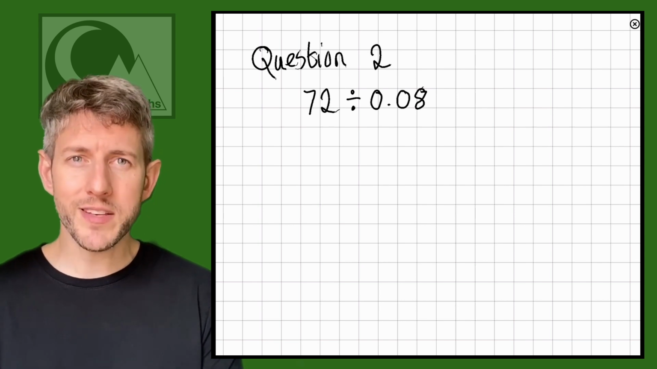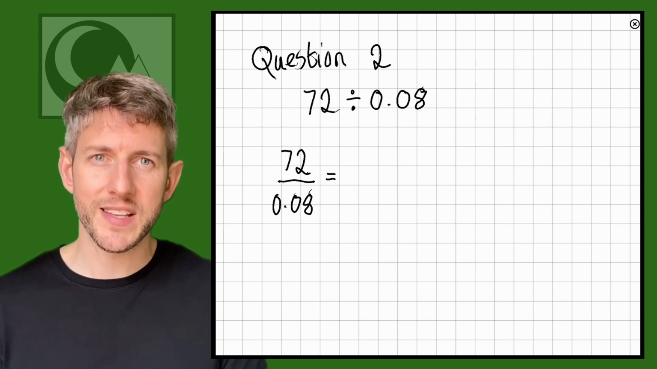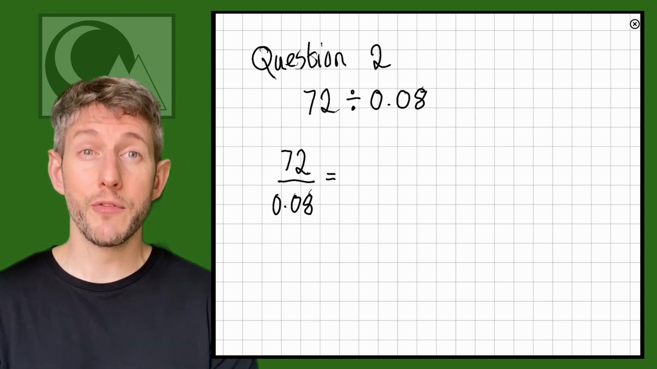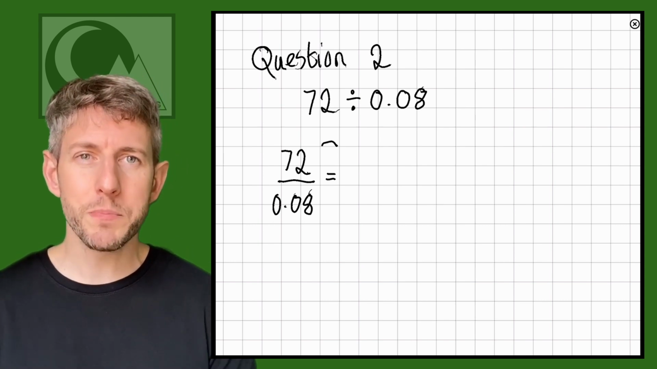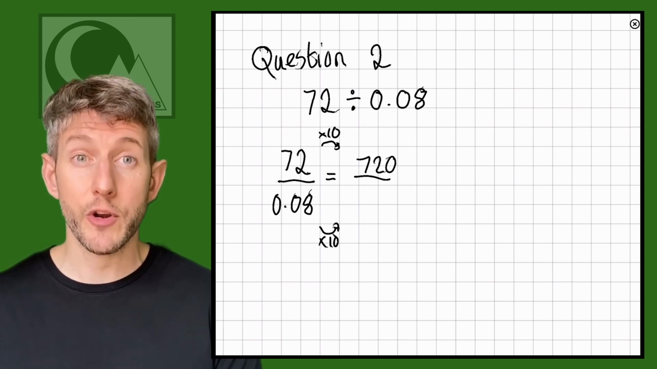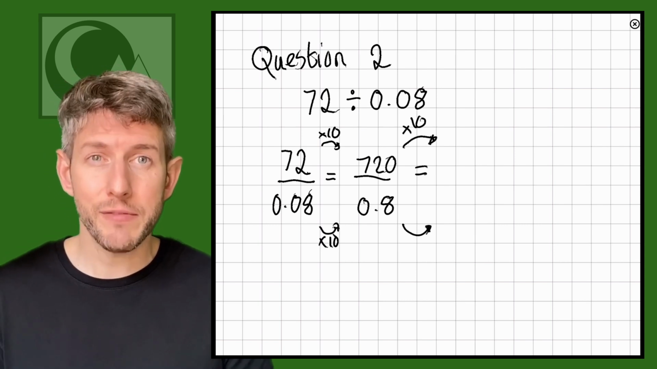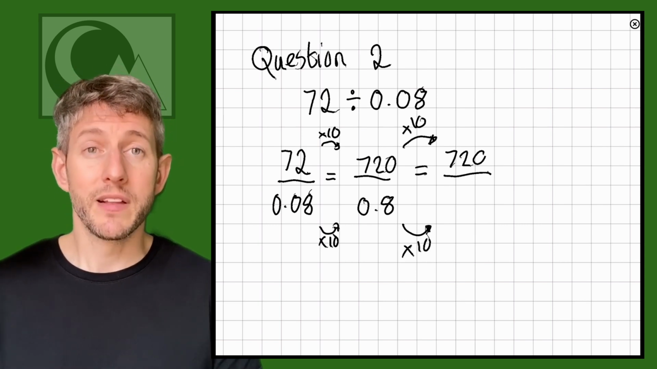So I'm going to write it as a fraction just because I find this to be the most helpful way to get rid of the decimal. So 72 over 0.08. I'm going to multiply them both by 10 first, which will give me 720 over 0.8. Then I'm going to multiply them by 10 again to get 7,200 divided by 8.